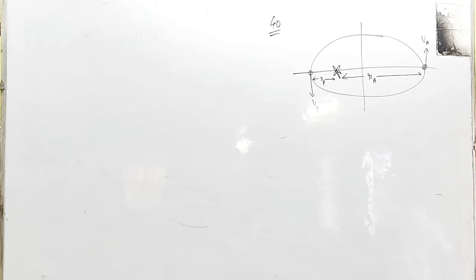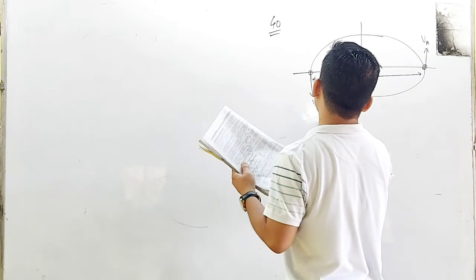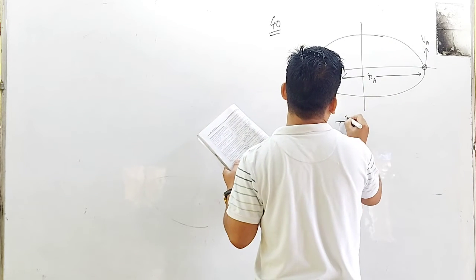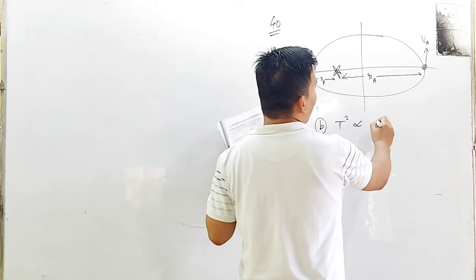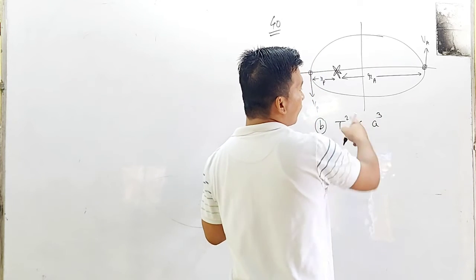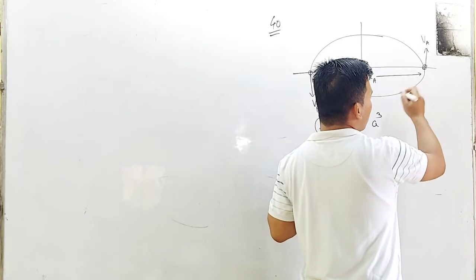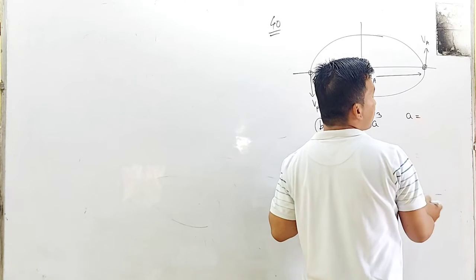Your statement number A is incorrect. Why is A incorrect? Because the semi-major axis should be raised to the power 3, not the power 2. But statement number B will be correct: T squared is directly proportional to A cubed. How will you find out A? I have already told you that A will be found out by using this formula.